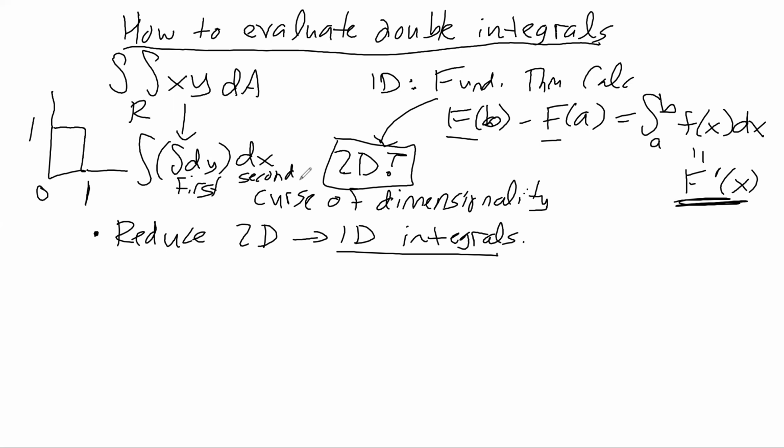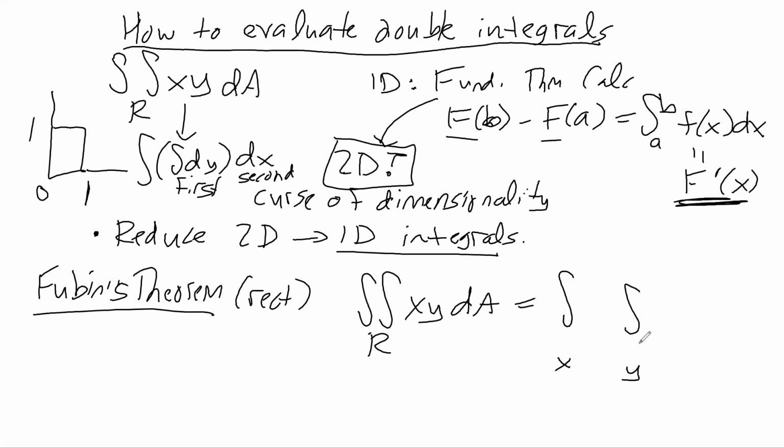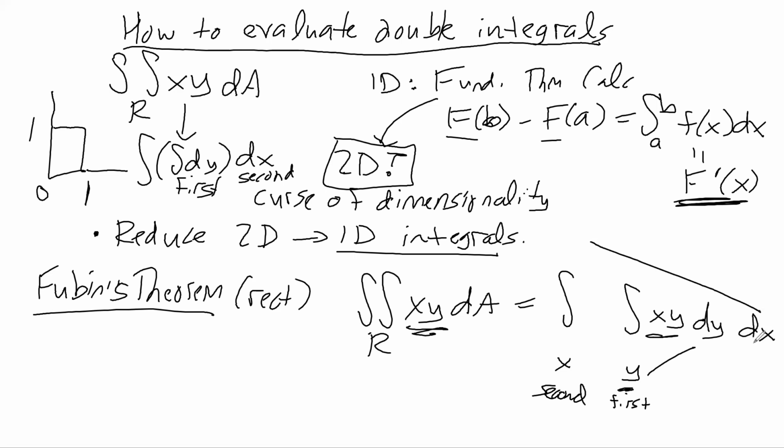So, for example, I claim, and this is Fubini's theorem on a rectangle, that the integral over the square of xy, you can actually write it first as an x integral on the outside and a y integral on the inside. So, and then you have the same integrand. So first is the y, the one on the inside, and then second is the x one, the one on the outside. So I would put the dy here, and then I would put the dx here. Okay.